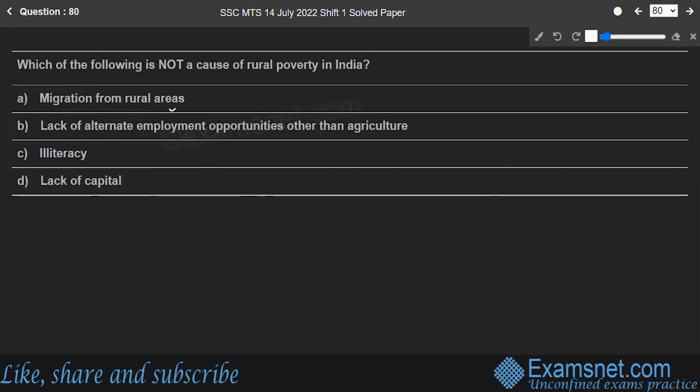Migration from rural areas, lack of alternate employment opportunities other than agriculture, illiteracy, or lack of capital? Well, the correct answer is option A, migration from rural areas. They move from one rural location to another or from rural to urban regions.